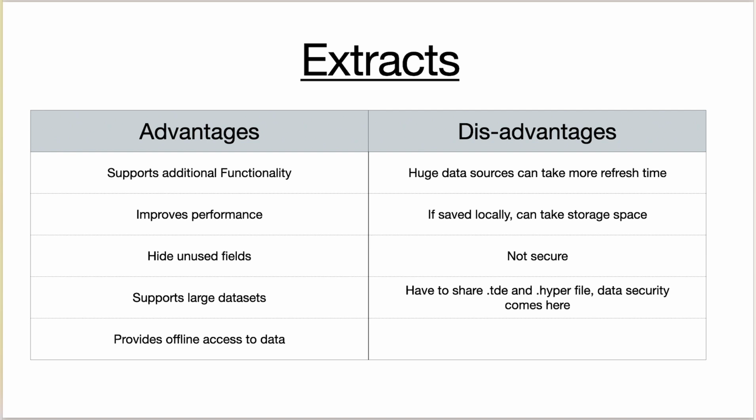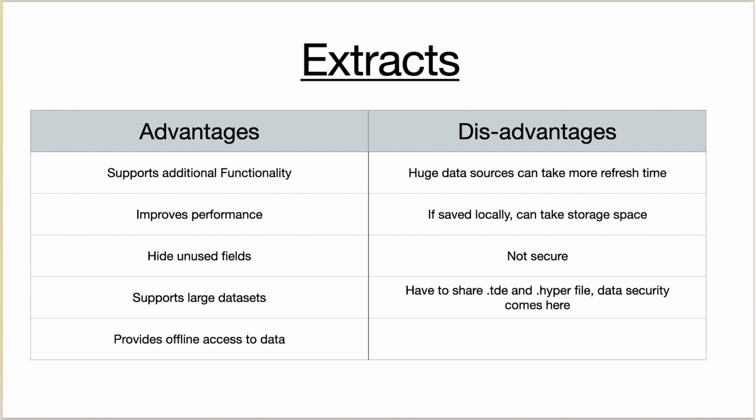So that can be a disadvantage of live connections. Now we'll go to extracts, advantages and disadvantages. So the advantages: it supports additional functionality which we might not be able to do in the live connection. Also, it improves performance because we are working on a copy of data, so no need to take time to get the data from the database. So no slowness over here. We can hide the unused fields in extracts. It supports large data sets.